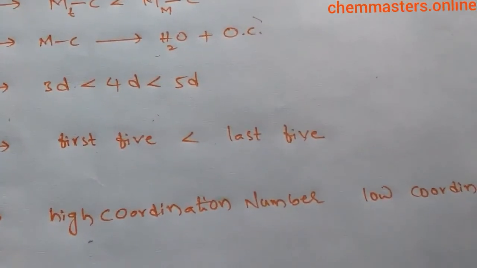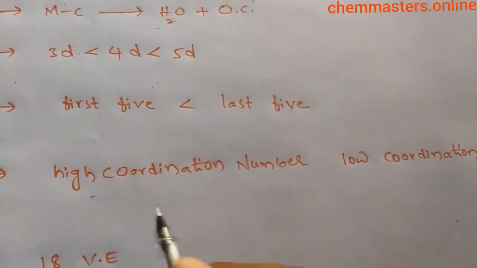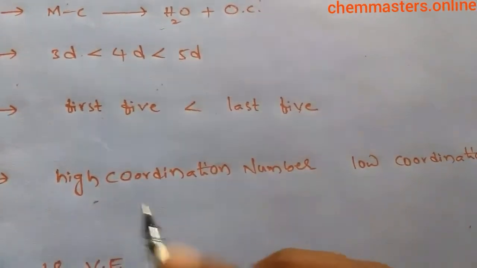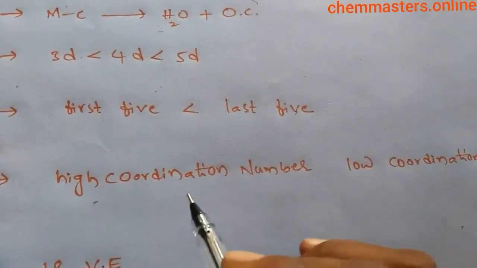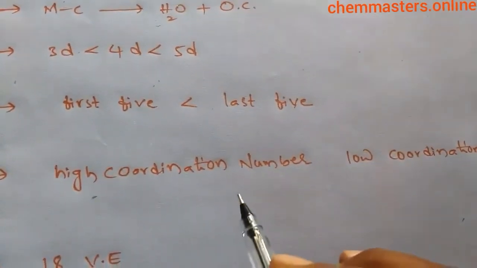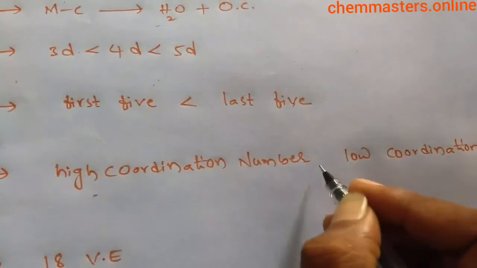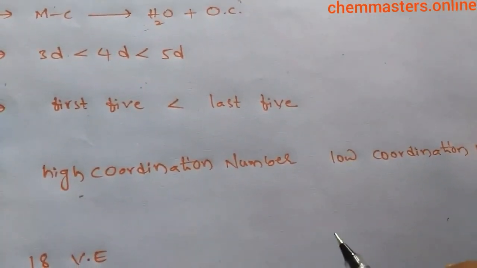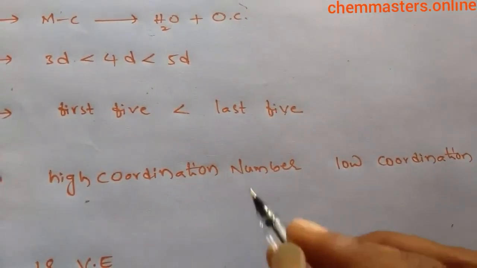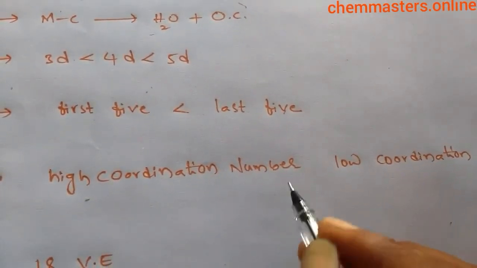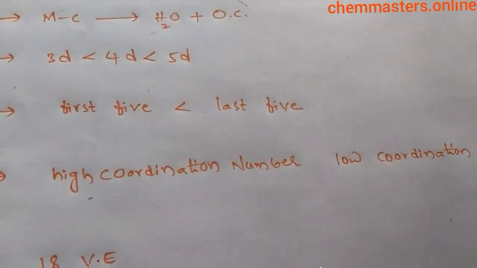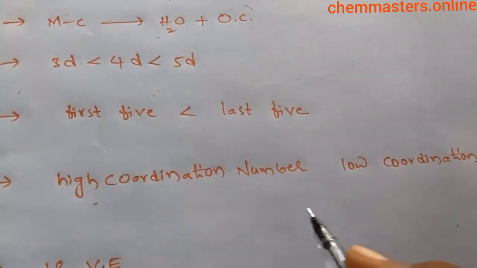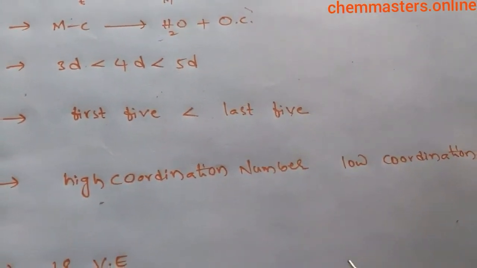Okay, and next, another important term to consider in the stability of transition metal complexes is the coordination number. If the transition metal has a high coordination number in its complex, it is more stable when we compare it with low coordination number transition metal complexes. Just for example, octahedral complexes are more stable than tetrahedral complexes. Like that, and we have some exceptions which we can discuss later, right?